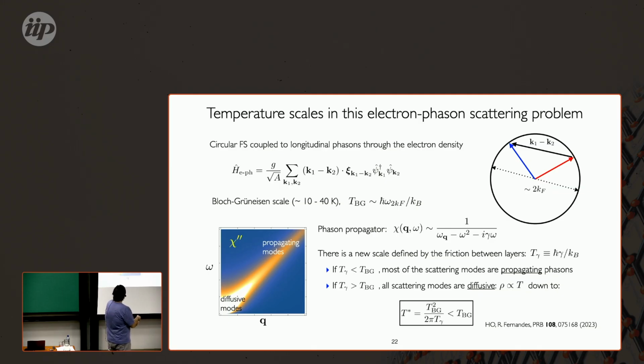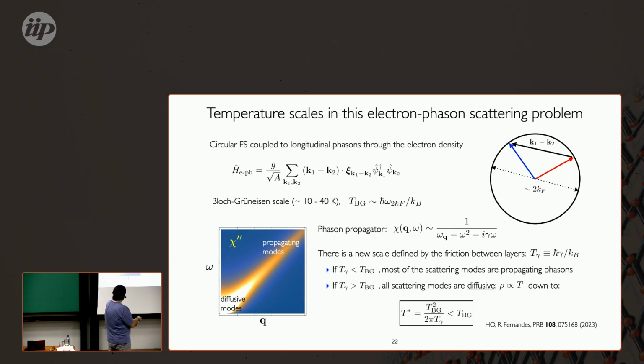Okay. Now, what happens in this problem, in which we incorporate a finite gamma in the propagator? Now we have a new temperature scale defined by this gamma, and now we have two different regimes. When T gamma is smaller than Bloch-Grüneisen, that means that most of the phasons scattering electrons are actually just propagating waves. So basically, nothing changes much. But in the opposite regime, all these modes are diffusive.